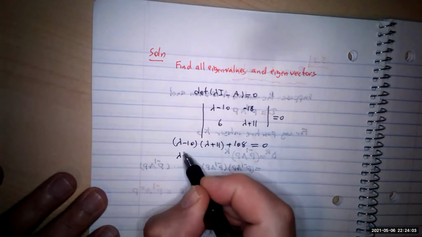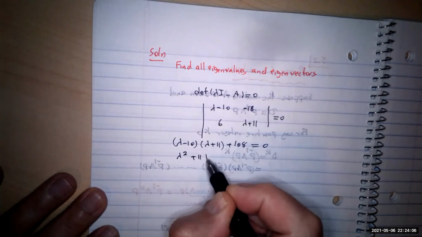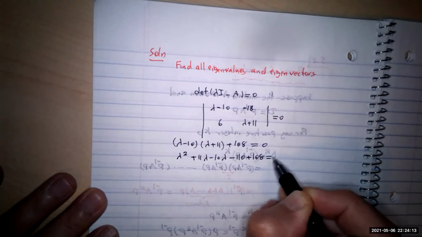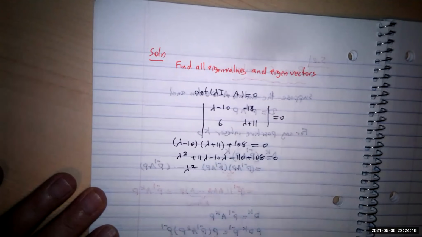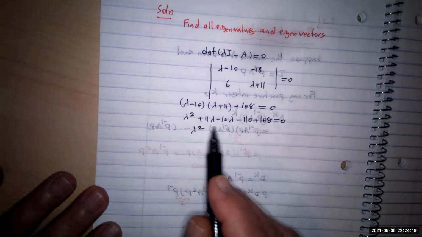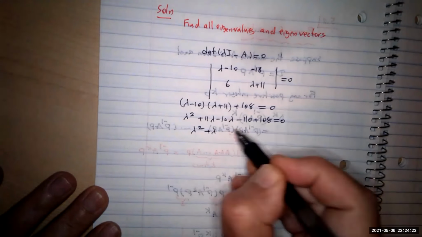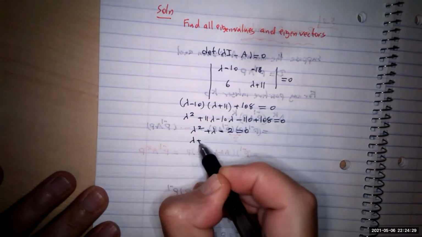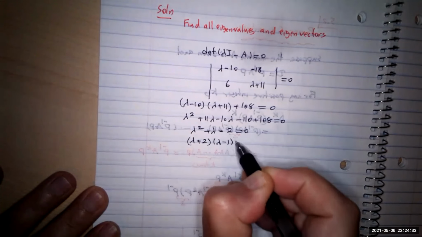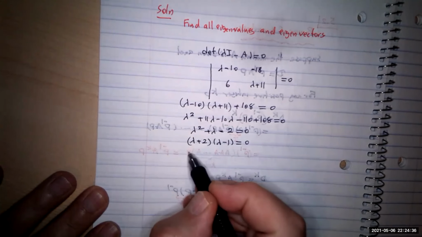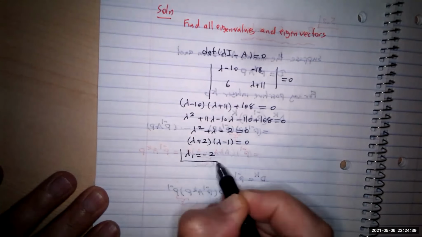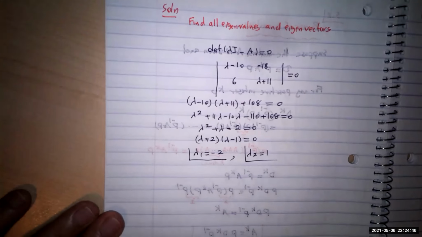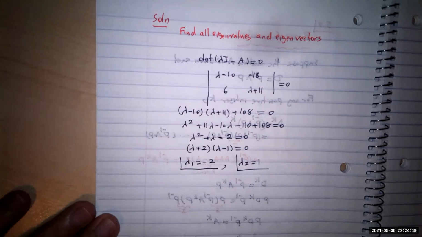So simplify this one, it's going to be the FOIL method. Lambda squared plus 11 lambda minus 10 lambda minus 110, and we get plus 108 equal to 0. If you simplify that, that gives you lambda squared plus lambda minus 2 equal to 0. We factor it. We get lambda plus 2 times lambda minus 1 equal to 0. So we have two lambdas: lambda 1 is equal to negative 2, and lambda 2 is equal to 1. So we get two eigenvalues here.